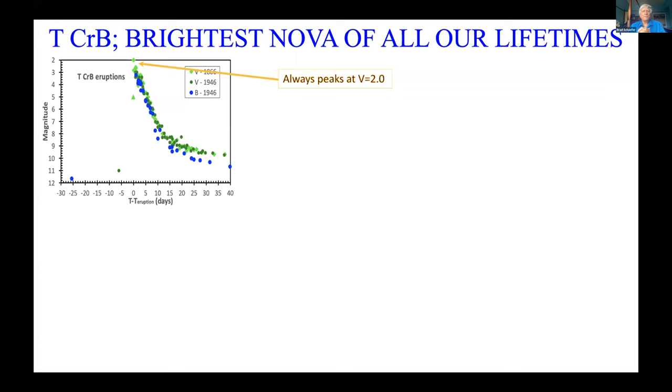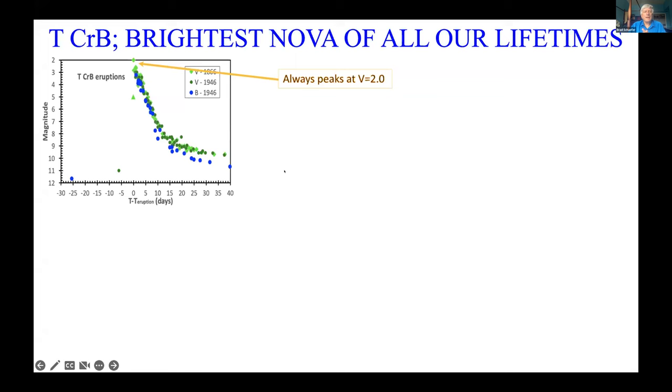So here is a light curve plot, and this shows basically the first month of the eruption. And here's the point where Julius Schmidt certainly did not see T CrB, and these are the observations of Birmingham and Schmidt and so on. Now, we have the light curve in light green for 1866 and in dark green for 1946, both in the V band. And you can see that they're identical. They lie right on top of each other.